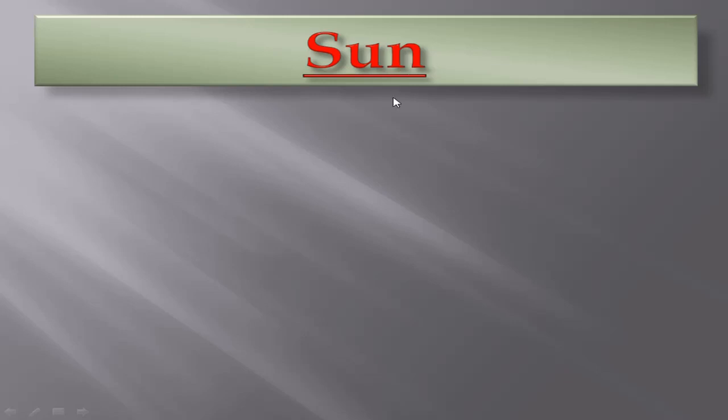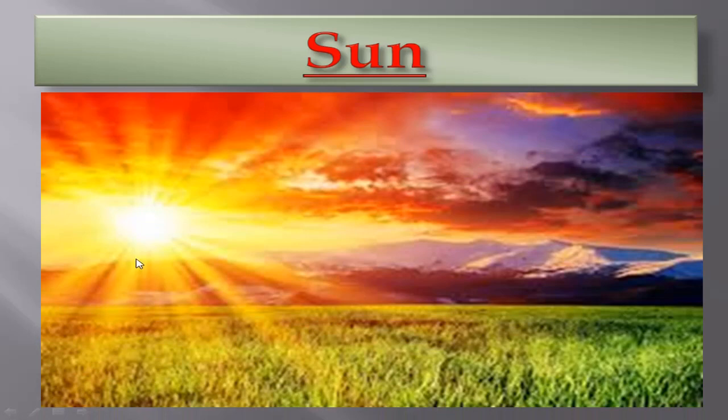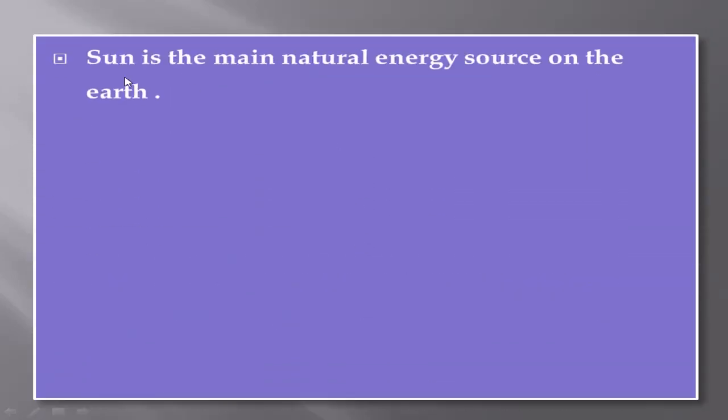Right, then we will go to learn about the sun. This is the picture relevant to the sun. The sun provides solar energy. Right, the sun is the main natural energy source on the earth. Now, when we consider the sun as the main natural energy source, the sun is the main natural energy source on the earth.